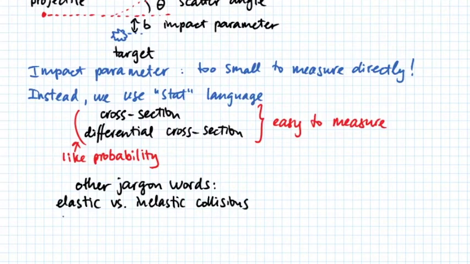People talk of fixed target versus collider configuration. In collider, the target and projectiles, they are moving towards each other. And in fixed target, the target is fixed.